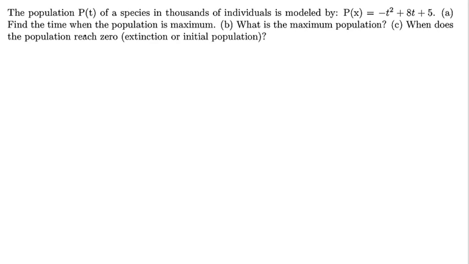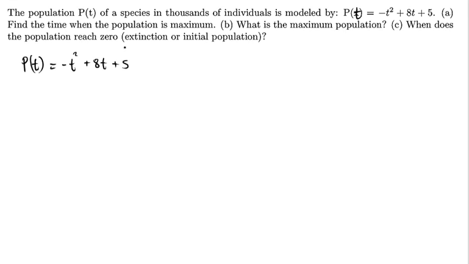The population P of t of a species in thousands of individuals is modeled by P of t. Let's not use x. P of t is equal to negative t squared plus 8t plus 5. Find the time when the population is maximum.